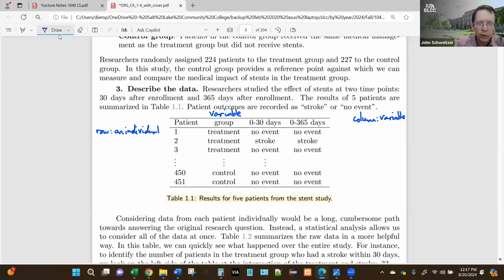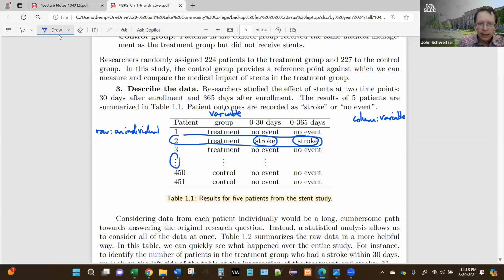The second row is the second patient. This person was also in the treatment group, which means they got a stent. Unfortunately, this person did have a stroke in the first 30 days. Since they had a stroke in the first 30 days, that means they had a stroke in the first year. It doesn't mean they had two strokes. Maybe they did, but probably it just means they had a stroke in the first month, and therefore in the first year.